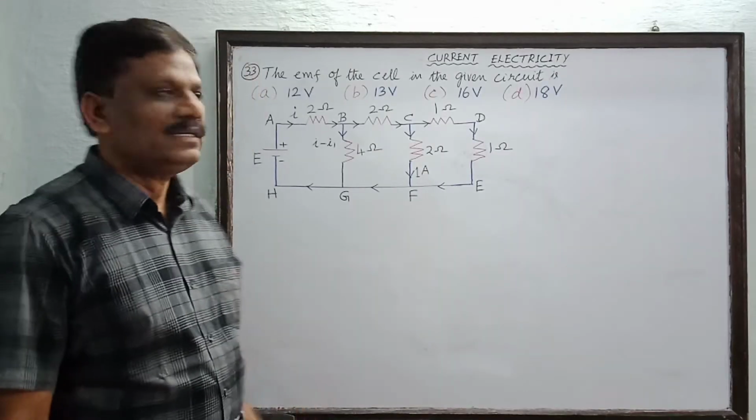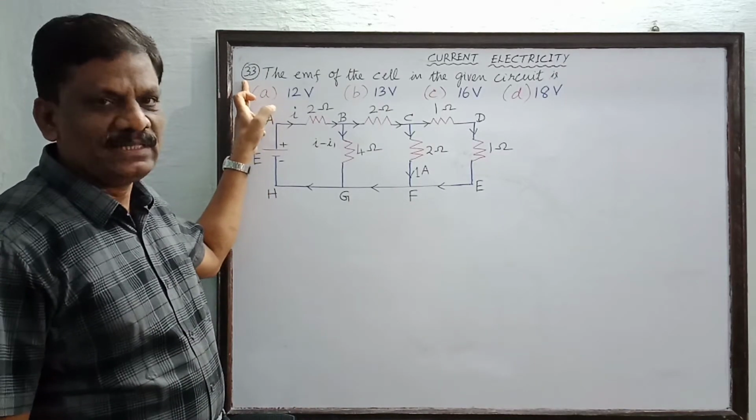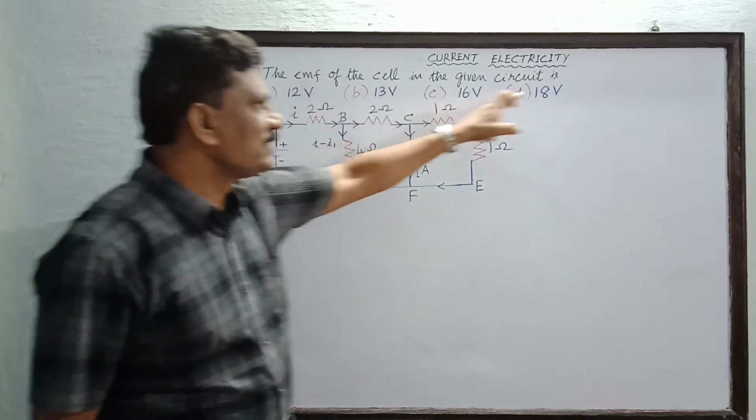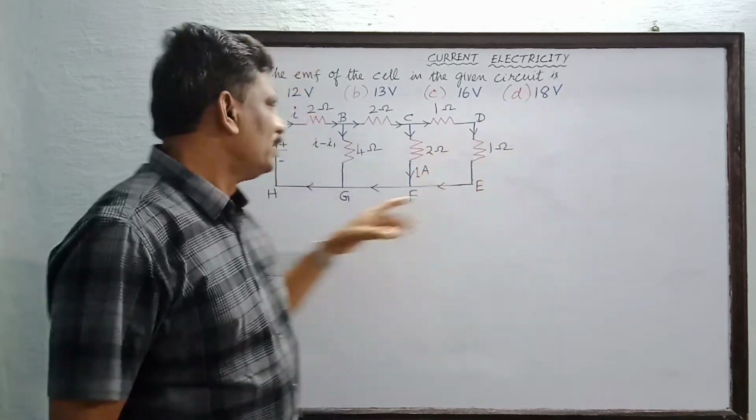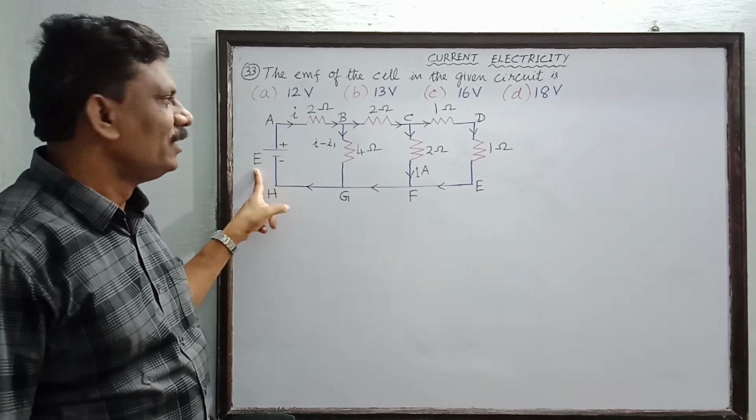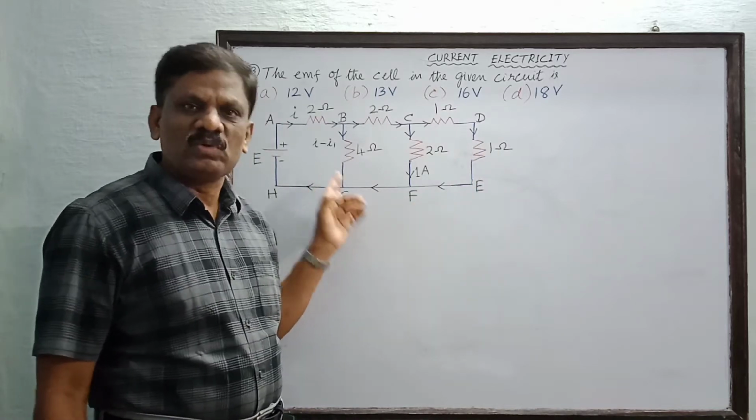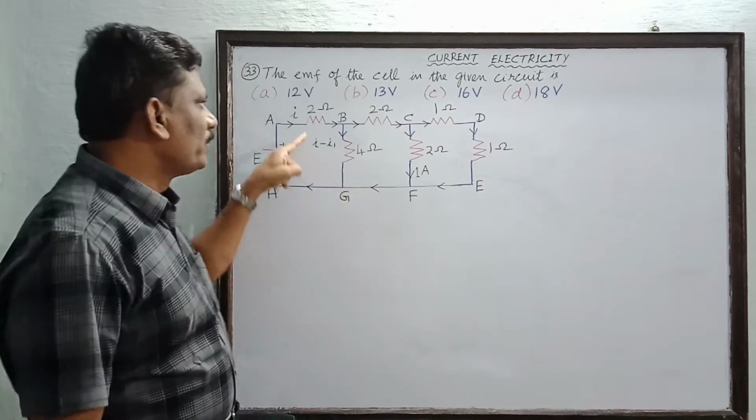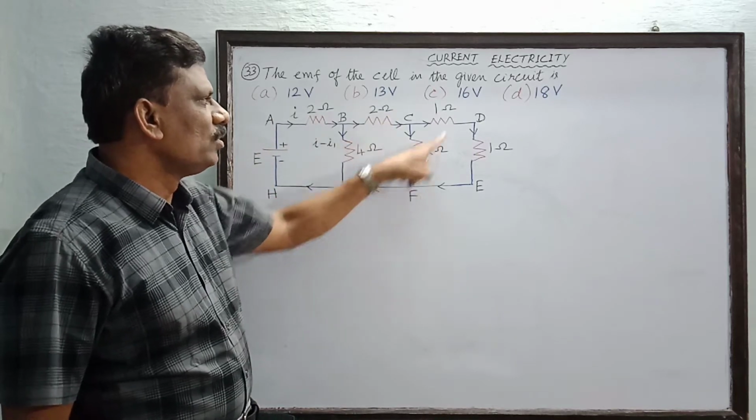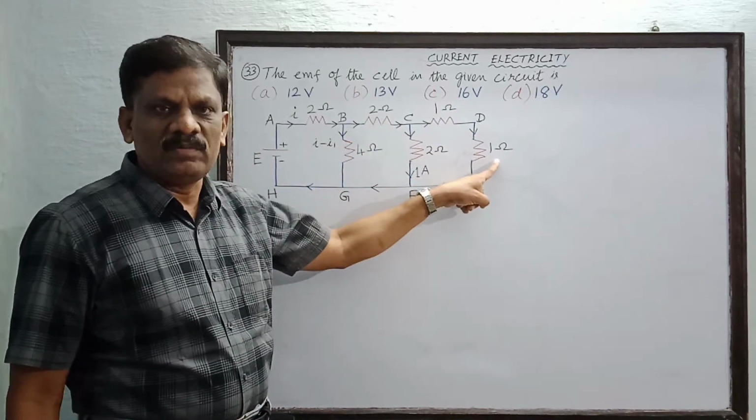Hi students, this is problem number 33. The EMF of the cell in the given circuit is to be found. So you can see that the value of capital E, the EMF of the cell, we have to find out. It is a network of so many resistors. So here is a 2 ohm resistor, 4 ohm, 2 ohm, 2 ohm, 1 ohm and 1 ohm.